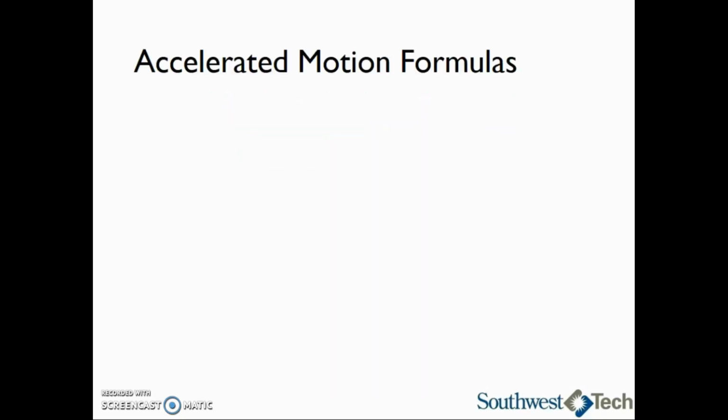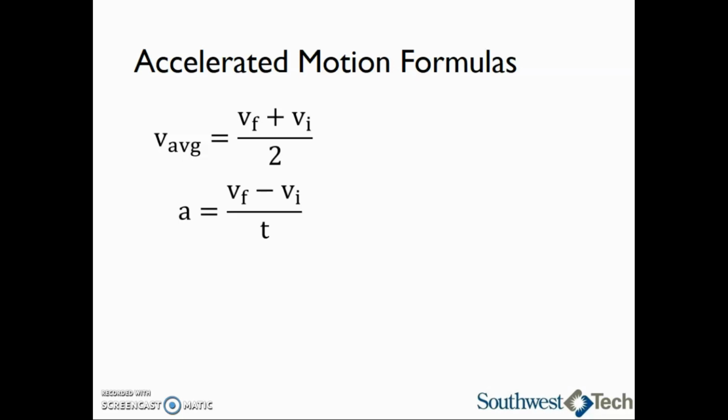When we solve problems involving uniformly accelerated motion, we will have to choose between one of these 6 formulas. Let's take a quick look at all 6 formulas. First, we have V average, or average velocity, is equal to final velocity plus initial velocity divided by 2. Acceleration A is equal to final velocity minus initial velocity divided by t, or time. Final velocity is equal to initial velocity plus acceleration times time.